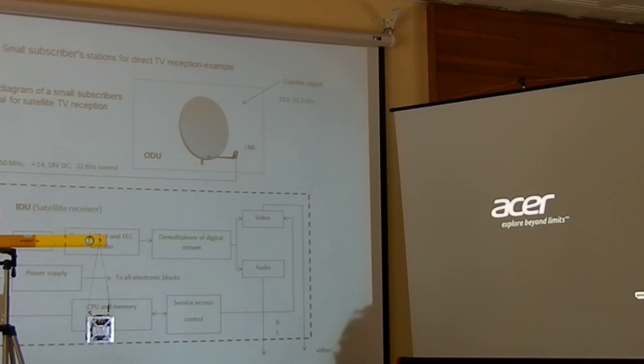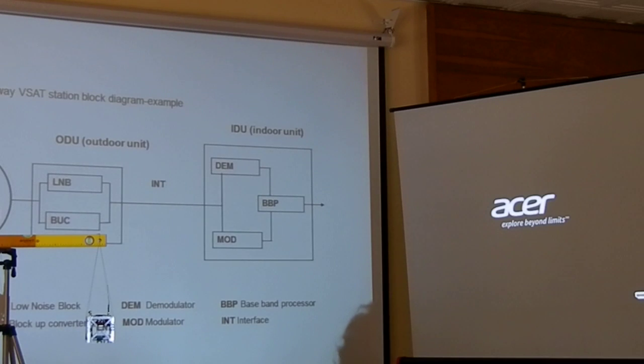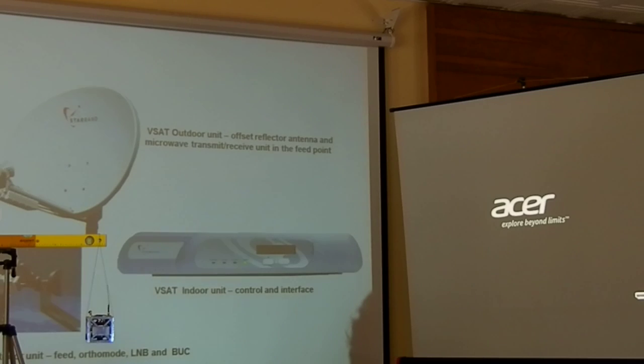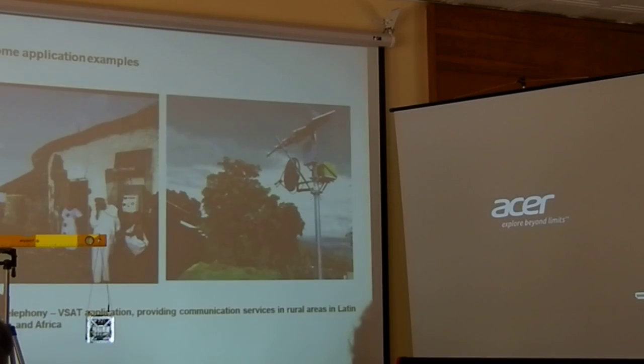This is the big picture of a small station. This is for receive only. This is for the so-called transmit-receive VSAT station, which means a very small antenna terminal, which is very popular now in order to make corporate networks, target networks and so on. This is some application example.